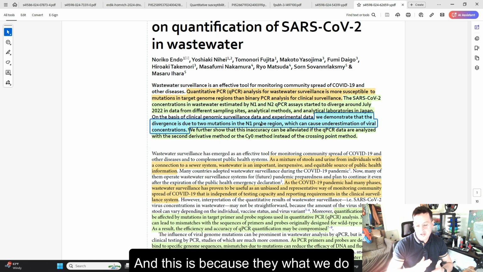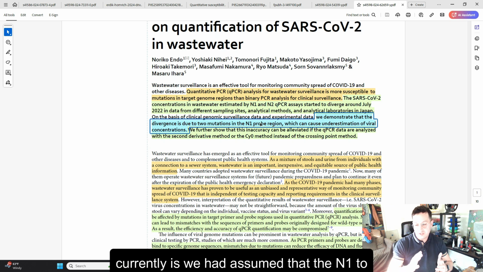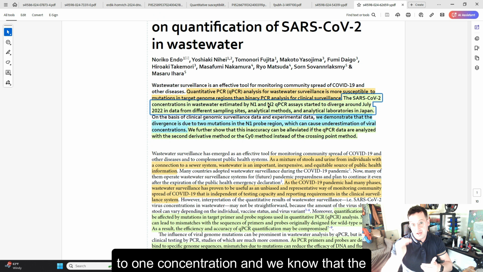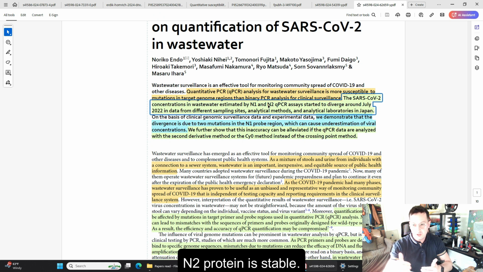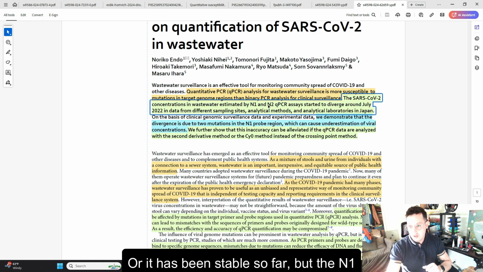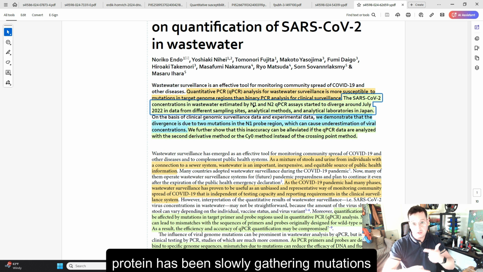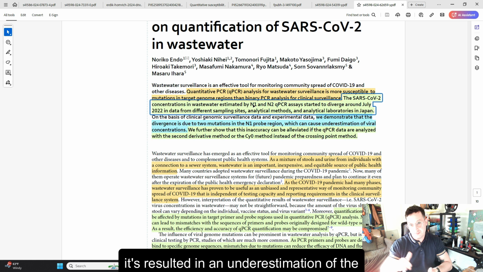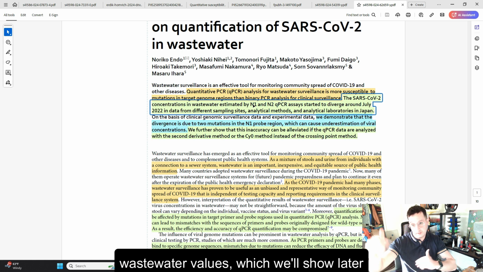And this is because what we do currently is we had assumed that the N1 to N2 is going to be stable and it's in a 1-to-1 concentration. And we know that the N2 protein is stable, or it has been stable so far, but the N1 protein has been slowly gathering mutations, and because of this, it's resulted in an underestimation of the wastewater values, which we'll show later in this paper.